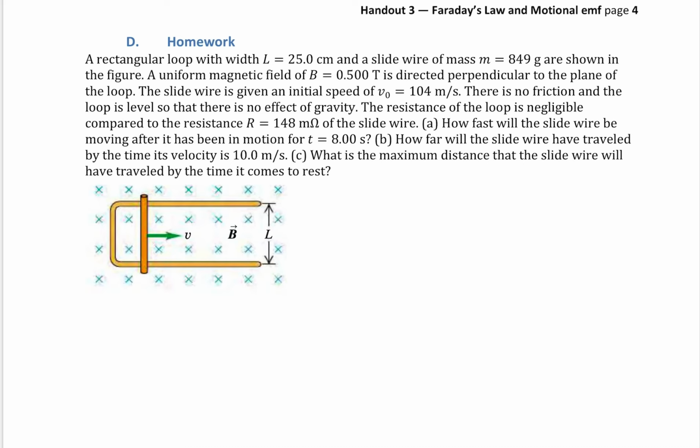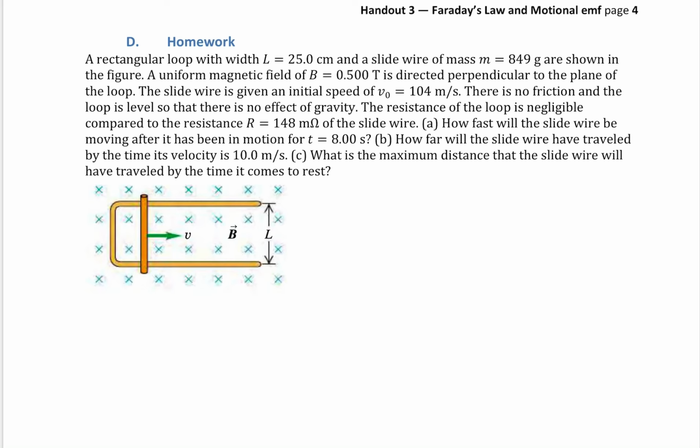There's no friction, and there's no effect of gravity because the loop is level. So the resistance of the loop is negligible compared to the resistance of the slide wire. That allows the resistance to remain constant, because otherwise, if we included the resistance of the wire, as more and more wire was exposed by the sliding rail, the resistance would have to go up, right? But we don't want that extra time dependence, so we have a constant resistance.